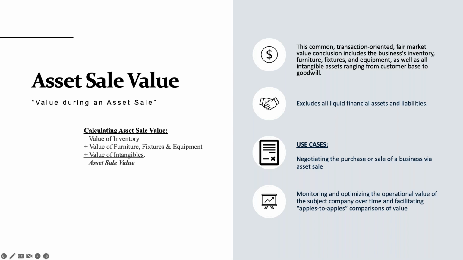So a little bit more risk there. We're going to dive a little bit more into the differences between asset sale and stock sale toward the end of this presentation, but just wanted to give a high level. So now we have the asset sale value, right? So how is it calculated? How are we getting to this asset sale value number?